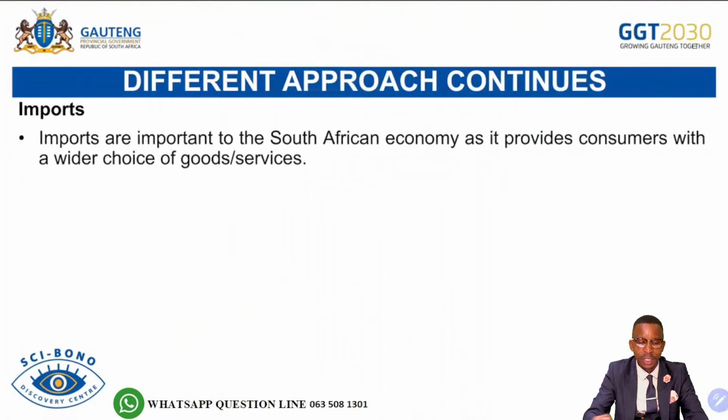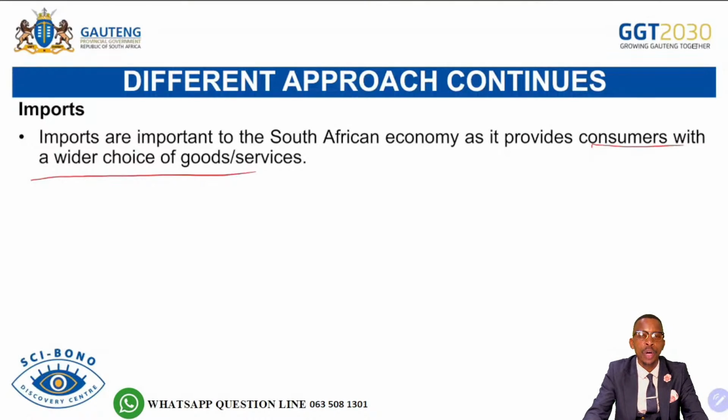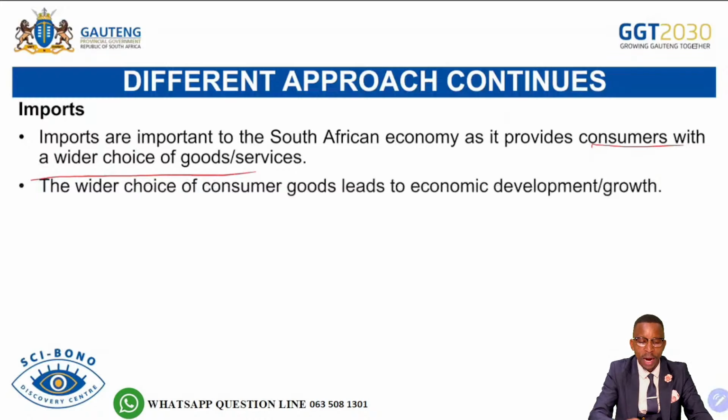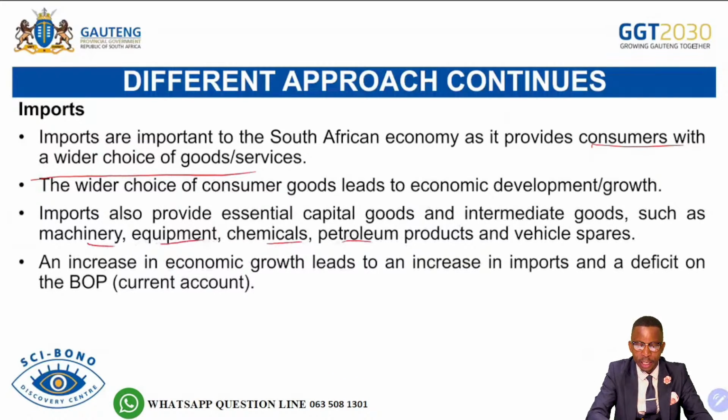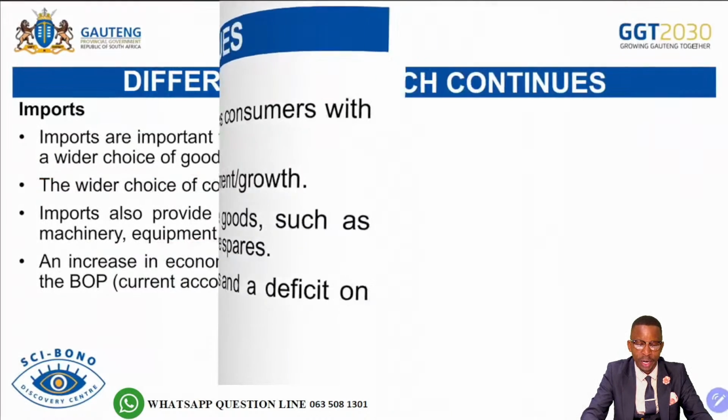Imports. Imports are important to the South African economy as they provide consumers with a variety of choices. If there are imports in the country, consumers can have access to freedom of choice, which will improve their living standards. A wider choice of consumer goods leads to economic development or even growth. Imports also provide essential capital goods and intermediate goods such as machinery, equipment, chemicals, petroleum products, and vehicle spares that are very important for our welfare. An increase in economic growth leads to an increase in imports, and a deficit on the BOP account can occur.